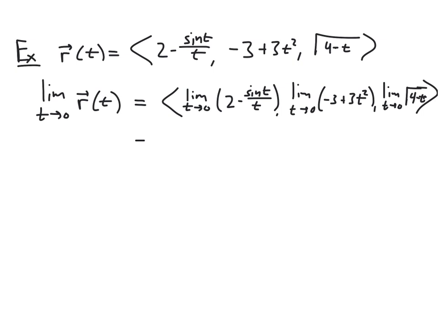And now each of these three limits can be computed using techniques from Calculus 1. Right. Now the first one I'm going to actually do off to the side. It's probably the most difficult of these. So what we have here is the limit as t goes to infinity of 2 minus the limit as t goes to infinity of sine of t over t.